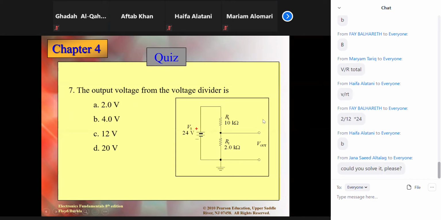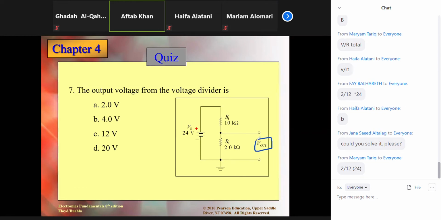Miss, I didn't understand how can you solve it? This one? Yeah. This one is just a simple voltage divider. You can apply voltage divider because V out is what? V out is simply the voltage across R2, because these lines are connected across R2. So we can also say this is V2. Yeah, V2 or V out, they are the same.